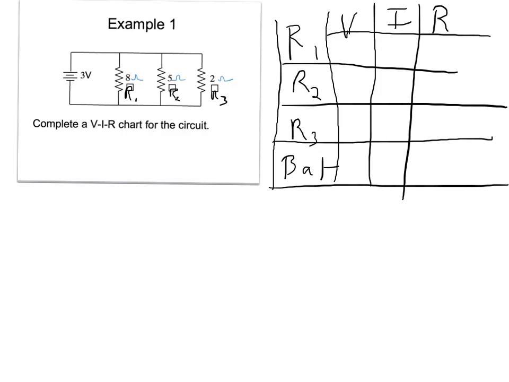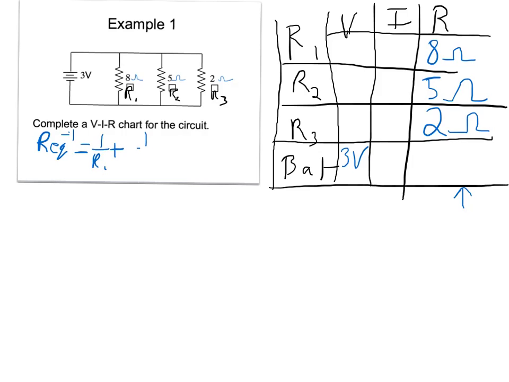Let's get started. First, let's fill in what we know. The battery is 3 volts, so I will fill in 3 volts for my voltage on the battery. The resistors are 8 ohms, 5 ohms, and 2 ohms. And then for the battery, the resistance is going to be the equivalent resistance. So if I were to find the equivalent resistance for this circuit, 1/Req is 1/R1 + 1/R2 + 1/R3.